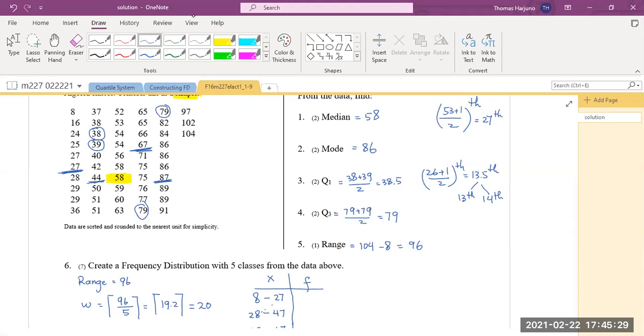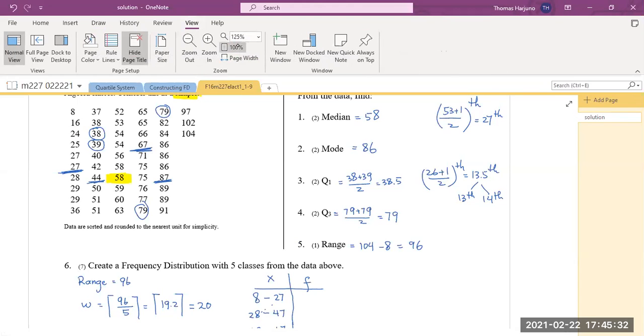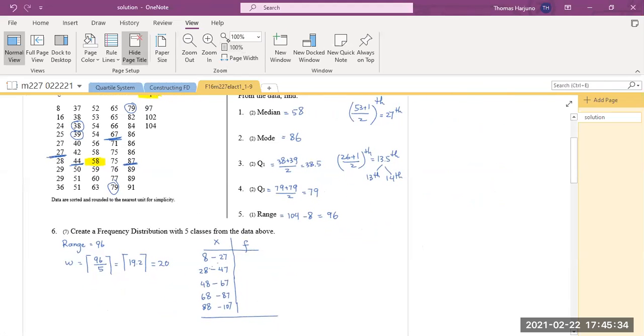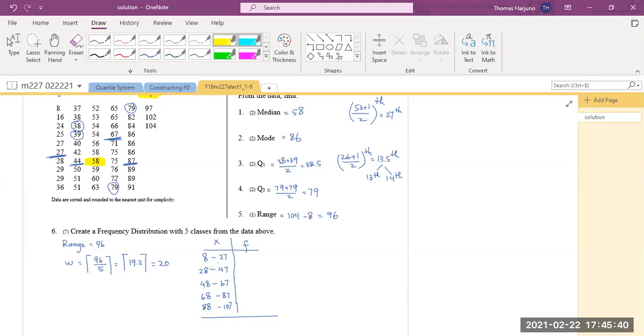Let me make it a bit smaller so that you can see better. So 8 to 27. From 8 to 27, 1, 2, 3, 4, 5, 6. There are 6 of them. So the frequency here is 6.